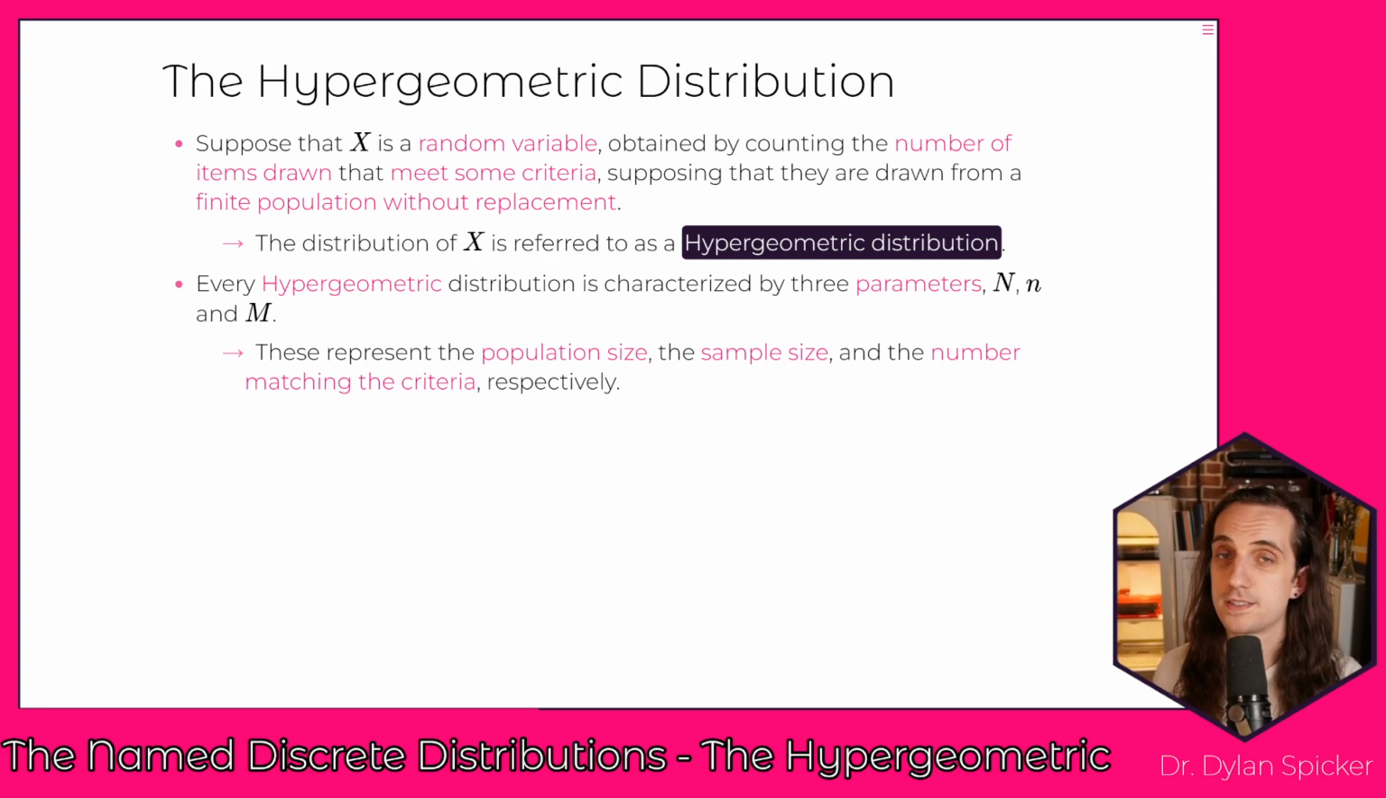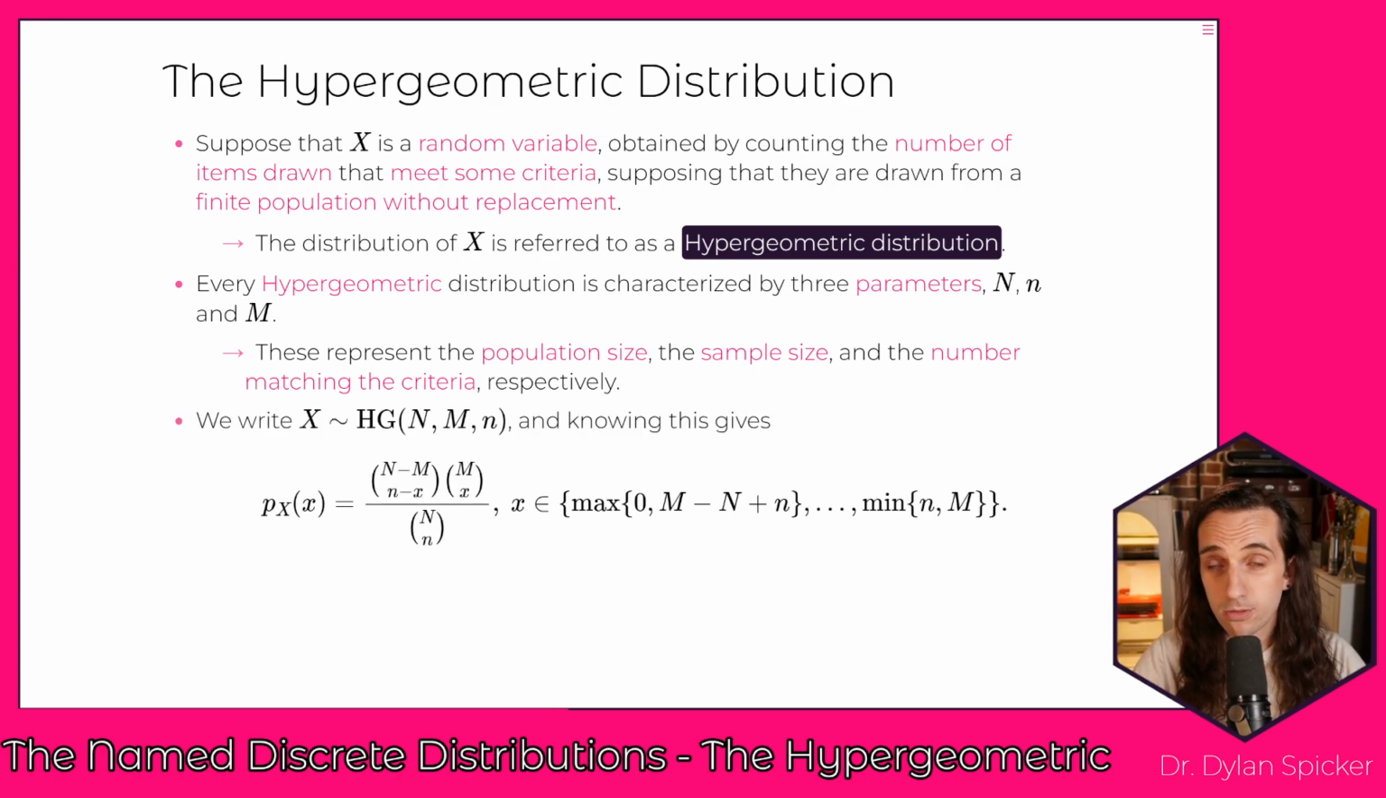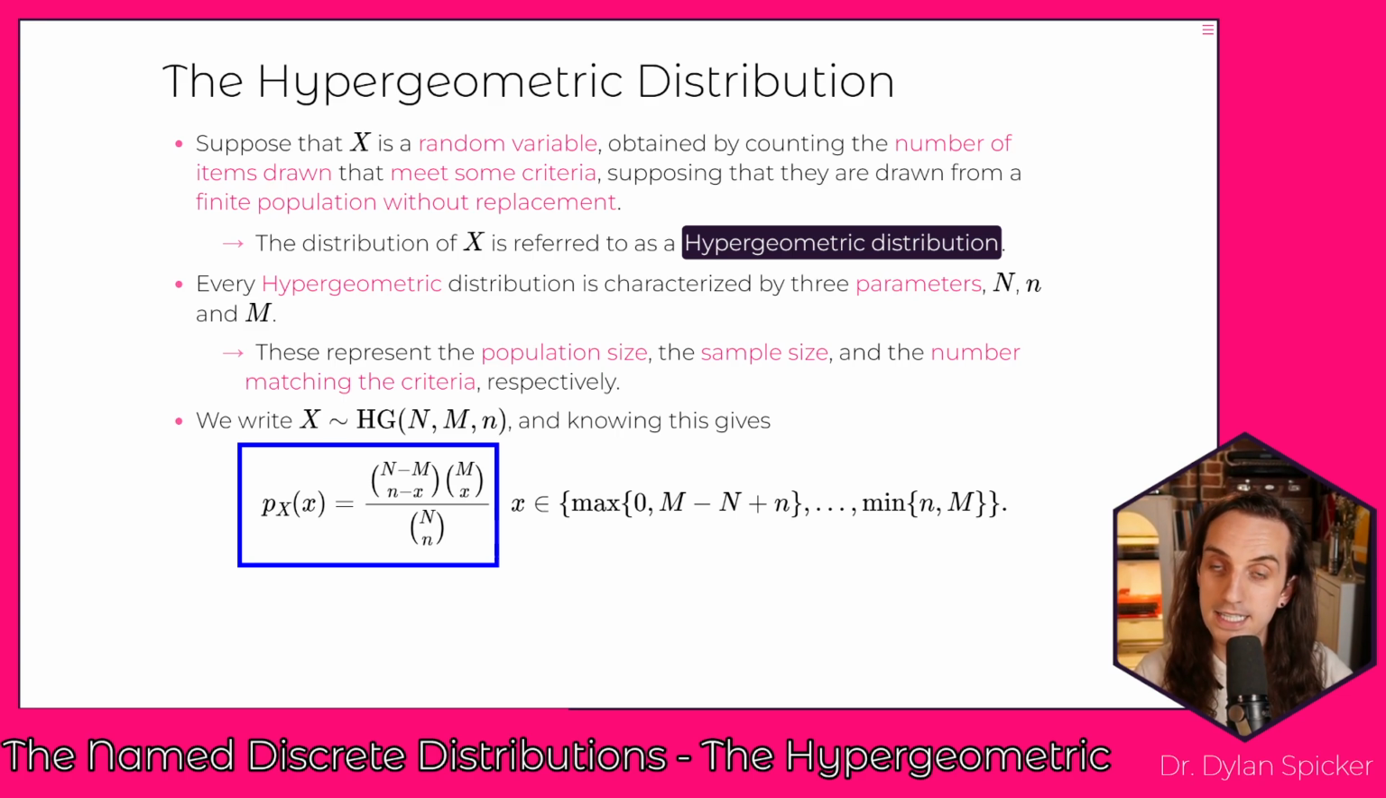So the number of balls in the urn that are red, or the number of spades in the deck of cards, or the number of individuals at the university in third year. So we need to know the total population size, the sample size we're drawing, and the number of individuals that meet our criteria. If we know this, then we can write that x follows a hypergeometric distribution, right? And the probability mass function of x is going to be given to us by this expression here. Okay, and so it's (N minus M choose n minus x) times (M choose x), divided by (N choose n). Okay, and so this could be worked out directly.